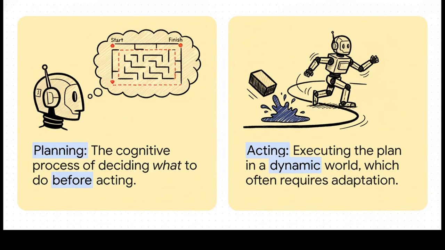And you've got to understand the difference between these two. It's so important. Planning is the quiet, cognitive work that happens behind the scenes, inside the AI's mind. It's the strategy session. But acting, that's showtime. That's where the plan meets the messy, unpredictable real world, where things can go sideways and the AI has to adapt on the fly.